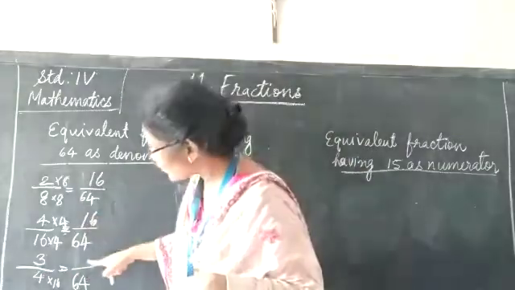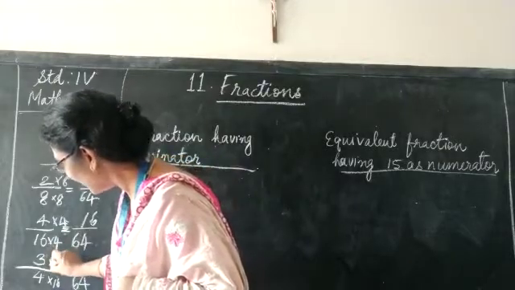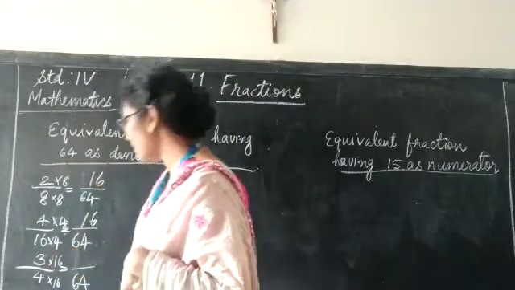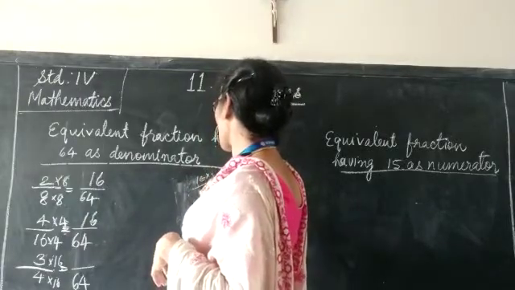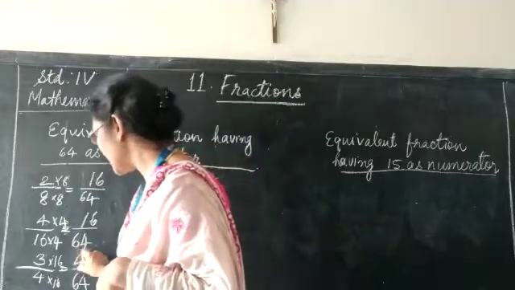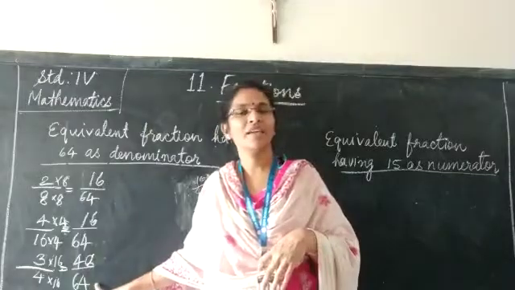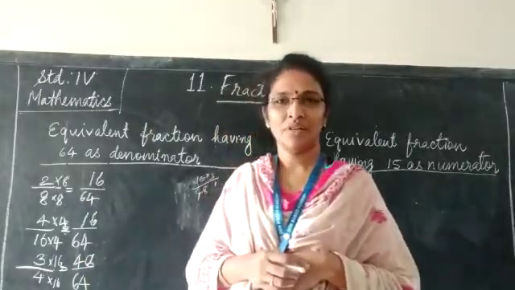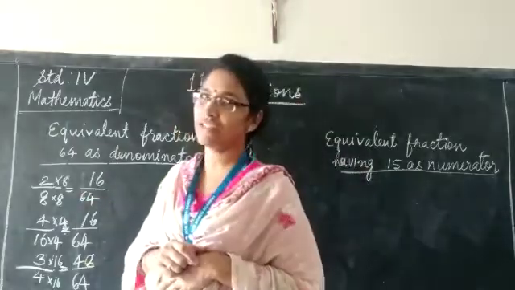Then how can we find out the answer here? 3 also should be multiplied with 16 to get the answer. 3 16s are 48. We got the answer 48 by 64. I hope all of you understood how to find the answer for this.